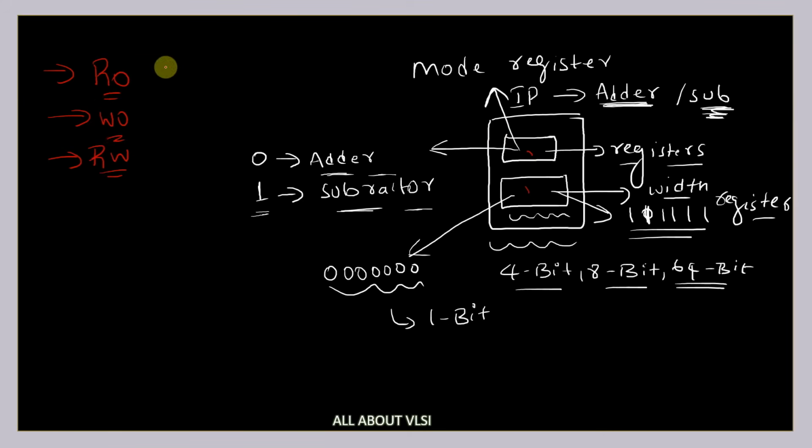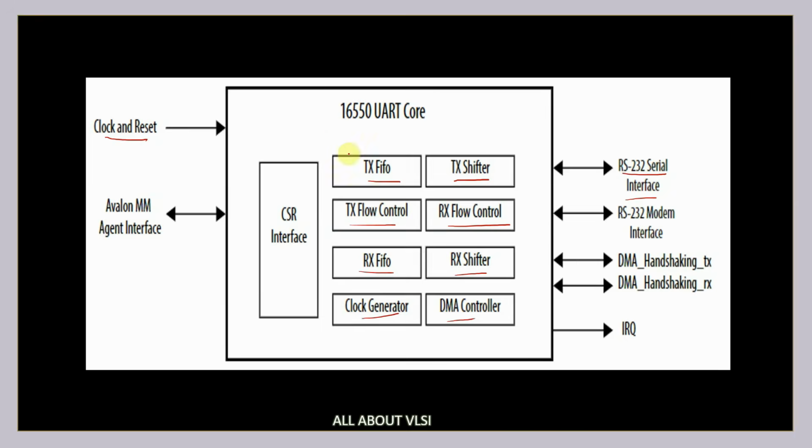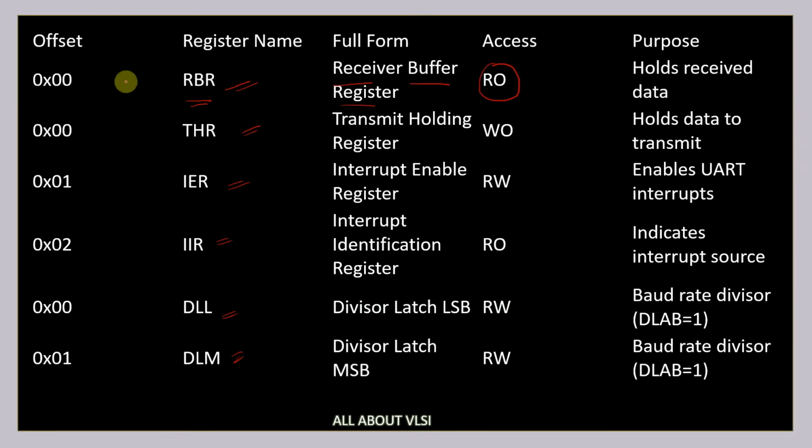In the case of read only registers you cannot write anything, and in the case of write only registers you cannot read. And we will have read write, where you can perform both read and write operations. So in our IP core also we are going to have these registers. RBR stands for receiver buffer register, and it is a read only register, and its purpose is to hold the received data. Next is THR, which stands for transmit holding register.